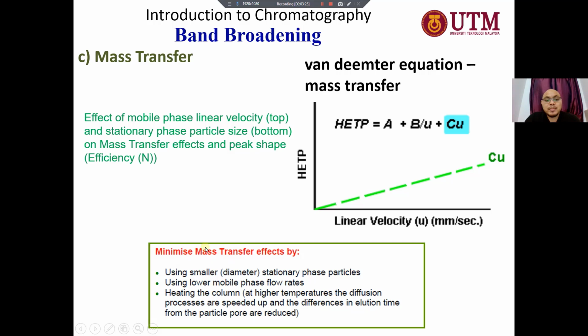So how can we minimize the mass transfer effect? Use a smaller diameter of stationary phase particles. Use lower mobile phase flow rates. Or we can heat the column. At high temperature, the diffusion process is sped up and differences in elution time from particle pores are reduced. So these are three solutions to minimize the mass transfer effect.